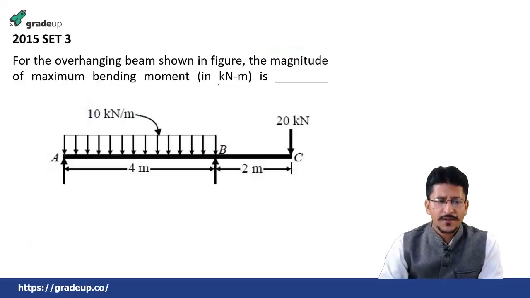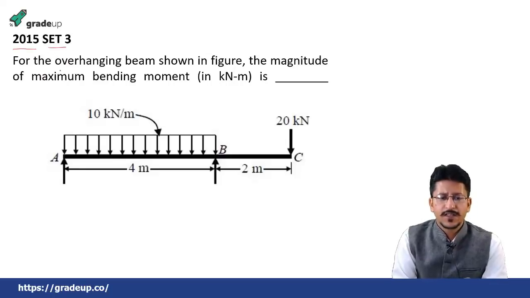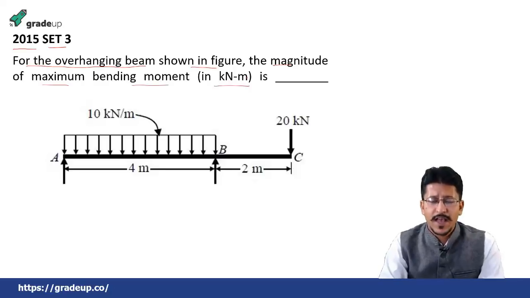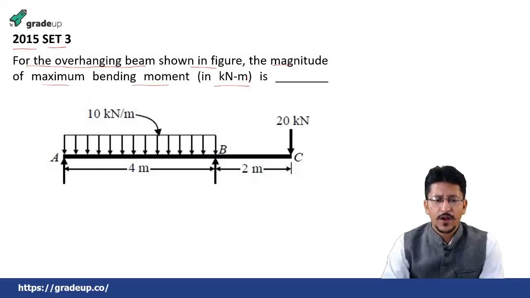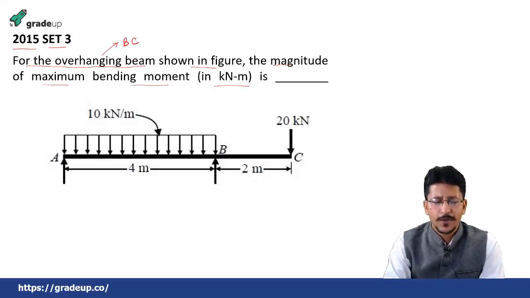So let us start with question number 1 that is asked in GATE 2015 set 3. What does this question say? Let us read. For the overhanging beam shown in the figure, the magnitude of maximum bending moment is. It is asking you the magnitude of the maximum bending moment in kilonewton meter. This is the overhanging beam. The BC is the overhanging section. The BC is the overhanging part.